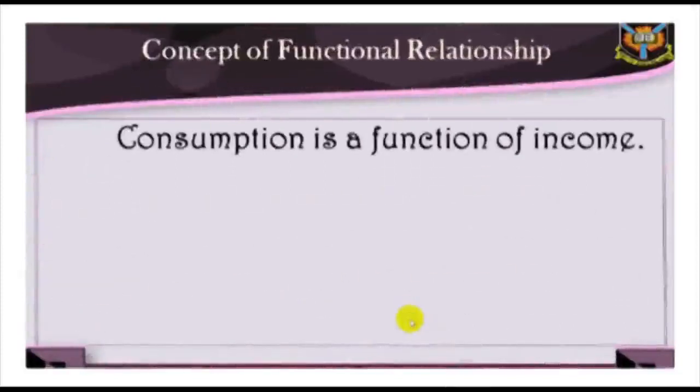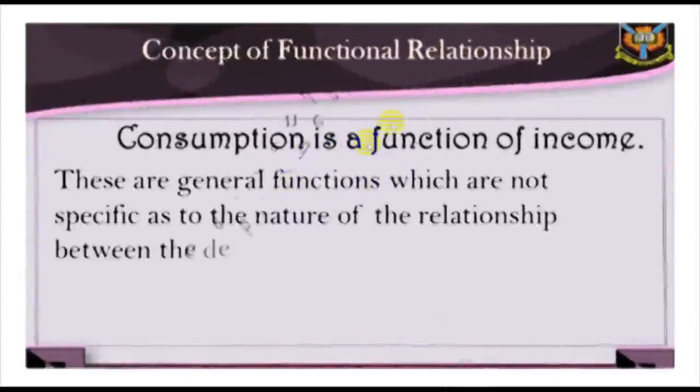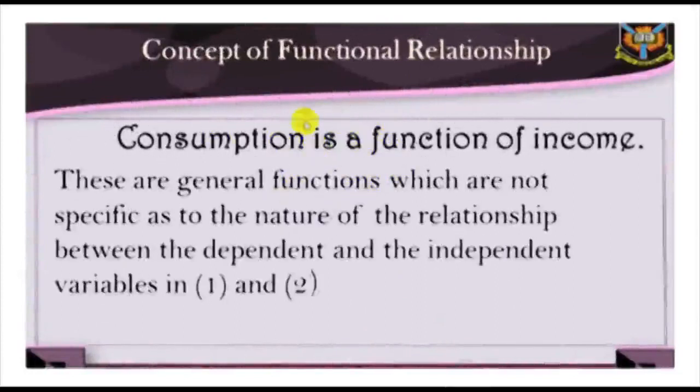These are general functions in the sense that we are not specific as to the nature of the relationship between the dependent and the independent variables. In contrast, if C equals A plus BY, this is specific. C equals dependent variable, Y equals independent variable. A and B are called the parameters of the function. A is the intercept and B is the slope.